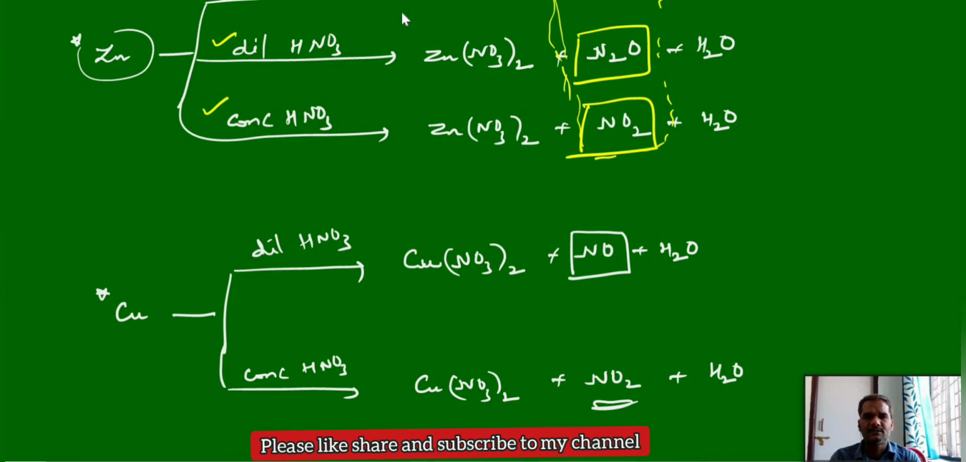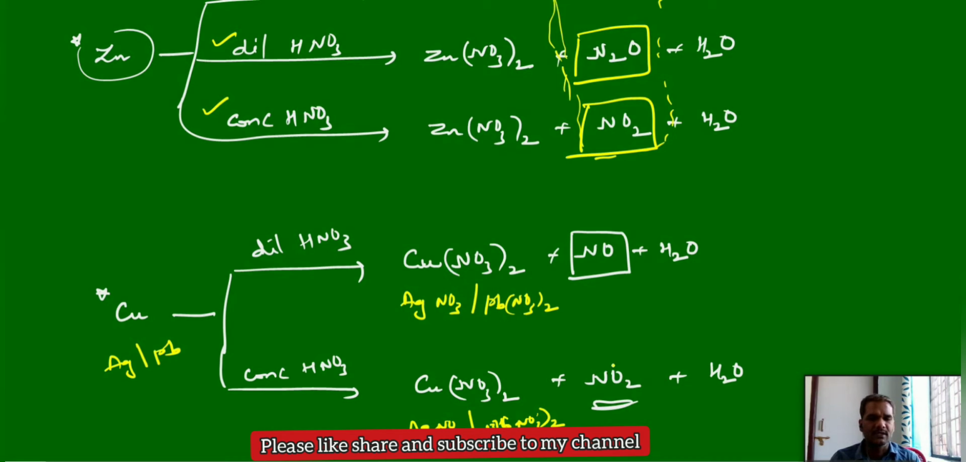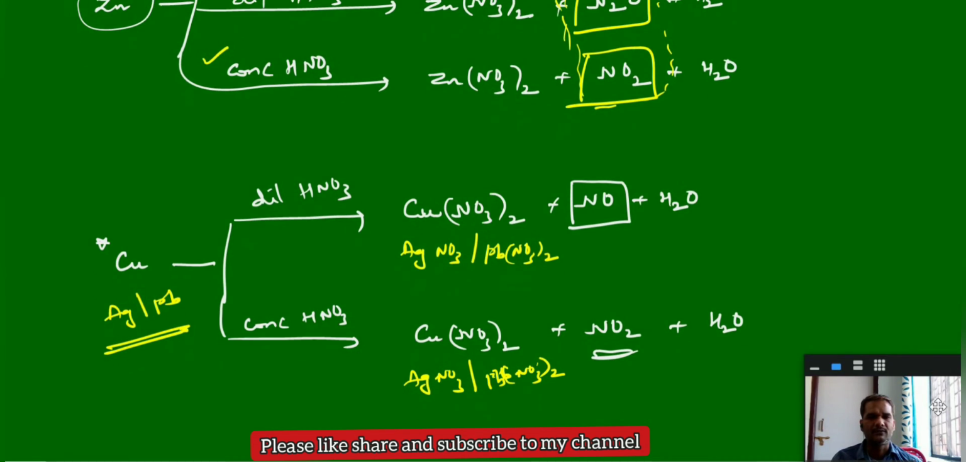And apart from this, in place of copper, if you take silver or lead, again the products are the same. If you take silver or lead, you may get silver nitrate or lead nitrate, in both cases, but the byproduct is nitric oxide here and nitrogen dioxide here. If you use concentrated for both, again this is silver nitrate or lead nitrate. So the only difference is with the NO2. Here you will get NO2 and here NO. In place of copper, you can take these two also, very, very important. Copper, silver, lead can give the same type of byproducts, NO and NO2.